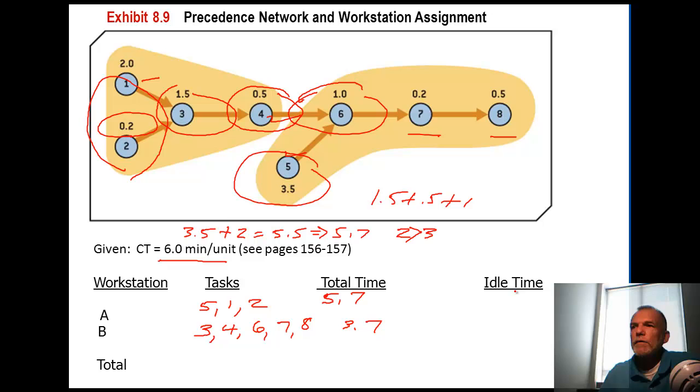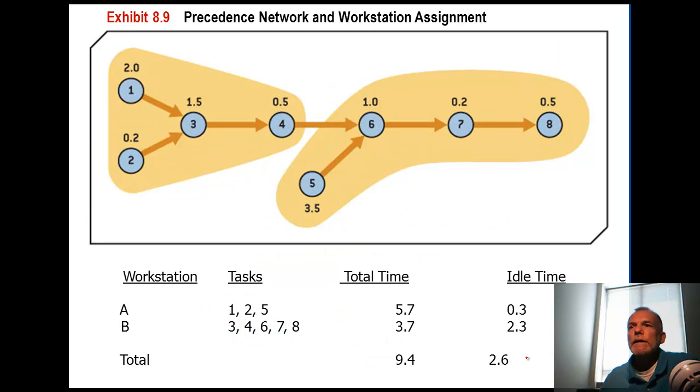Because our cycle time is 6, our idle time for workstation A would be 6 minus 5.7, so 0.3. Idle time for workstation B would be 2.3, giving us a total time of 9.4 and a total idle time of 2.6. The next slide just shows the summary of those calculations.